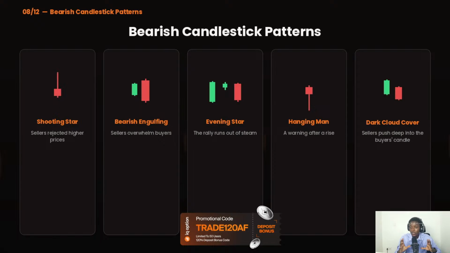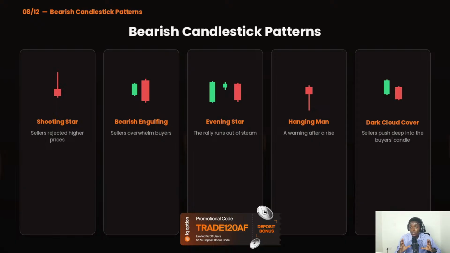And so bearish engulfing is the opposite of bullish engulfing. Just like the bullish engulfing, bearish engulfing starts with a small green candle, and then a large red candle comes in and sort of overshadows the last green candle. So that is a bearish engulfing.